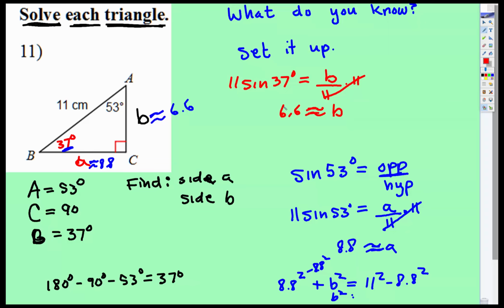Let's see what we have. We have the length of this side, in centimeters, is about 6.6 centimeters. Centimeters, degrees. Of course, this is 90. All right, we're done.